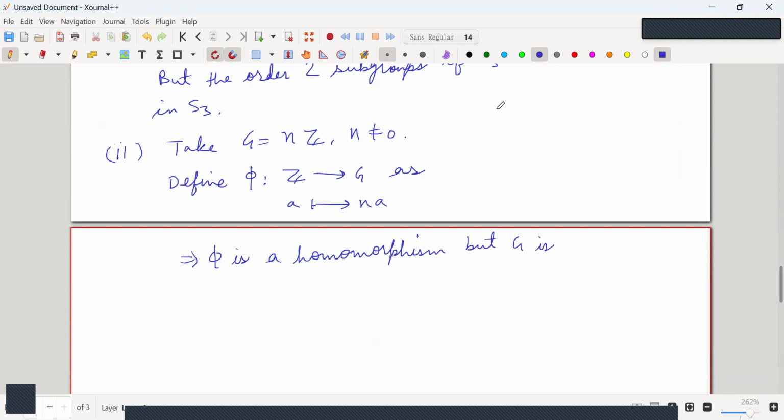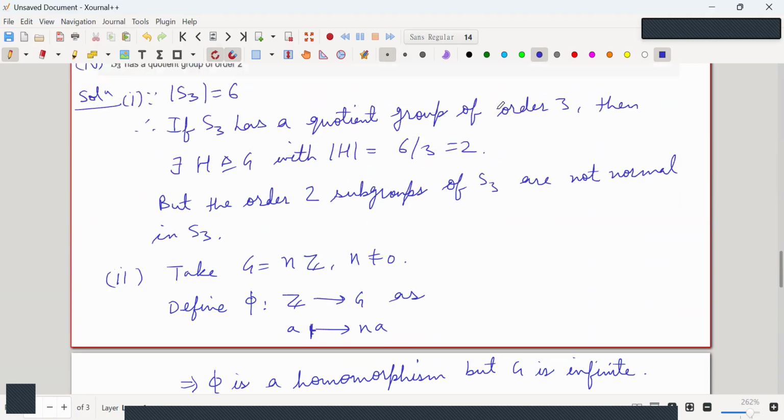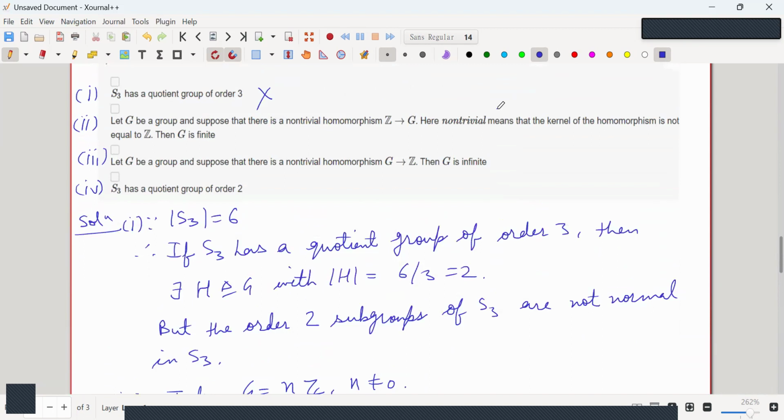G is infinite. So the example that you gave is just when n is 1. But you can take any non-trivial subgroup of Z, and the same example works. Clear? Yes, sir. Okay, good. So this option is also not correct.